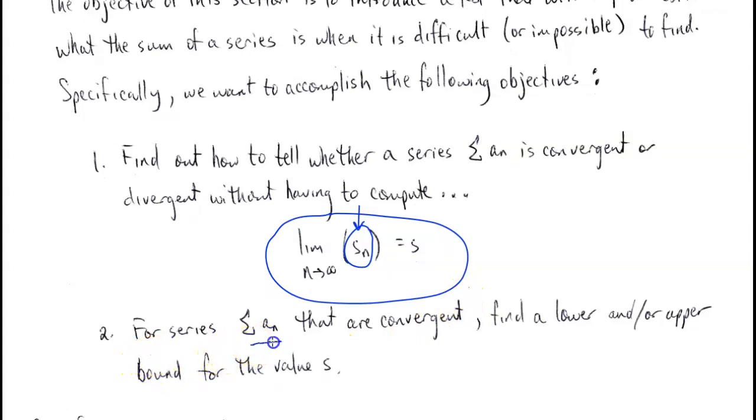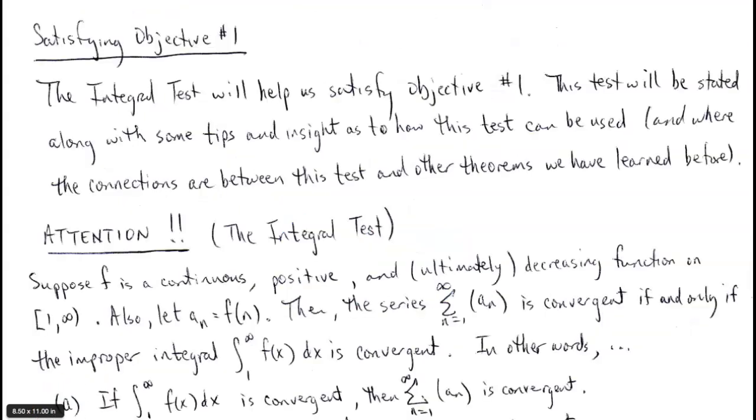And for the particular series that are convergent, we want to be able to find an upper and lower limit or bound for it. So those are the two things that the integral test is good for. To satisfy our first objective, which is to use the integral test to figure out whether a series converges or not, we're going to address that first by stating what the integral test is and doing some examples on that.